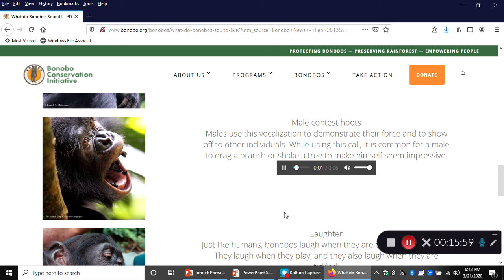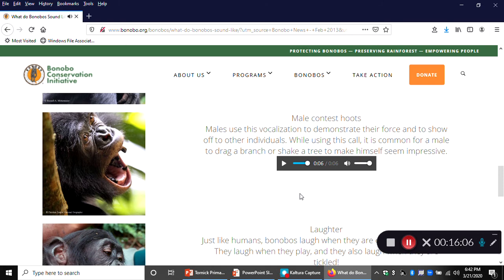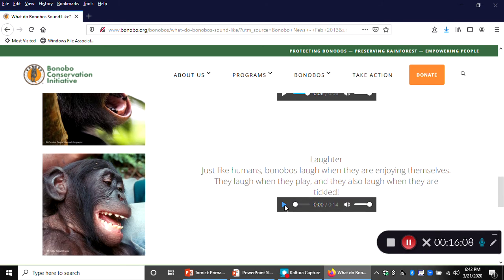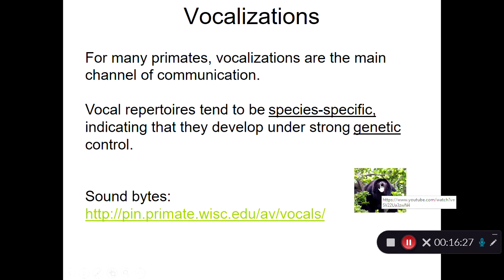And male hoots. And here's some, this is a cool one, laughter. Bonobos laughing. And then here is a nice, really scary sounding howler monkey.